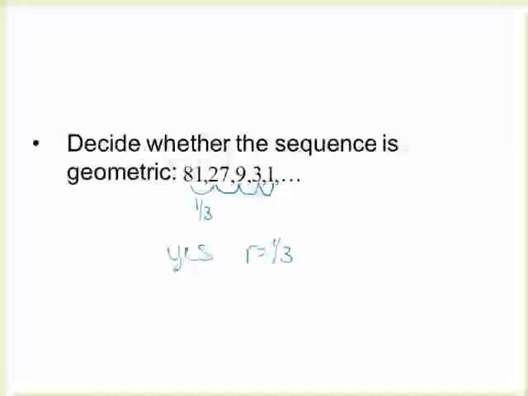Yes? So it's not geometric if the numbers are different each time? It has to be the same ratio each time. So even if there's a pattern to what we're multiplying by, it has to be the same number each time.